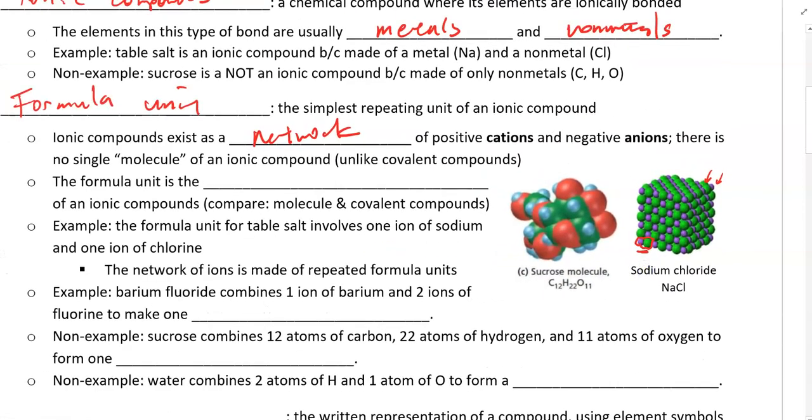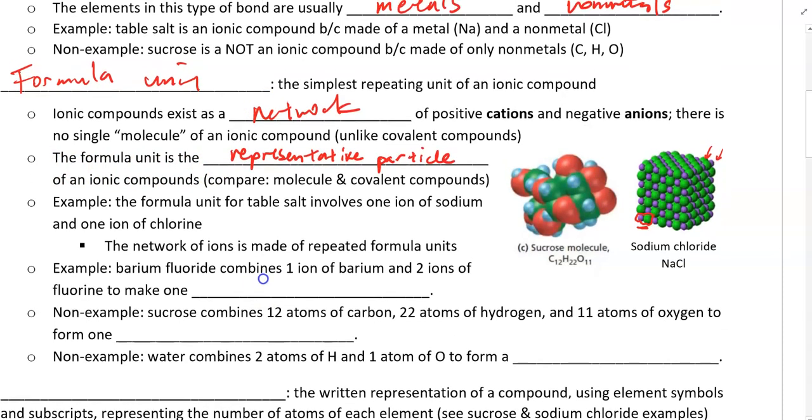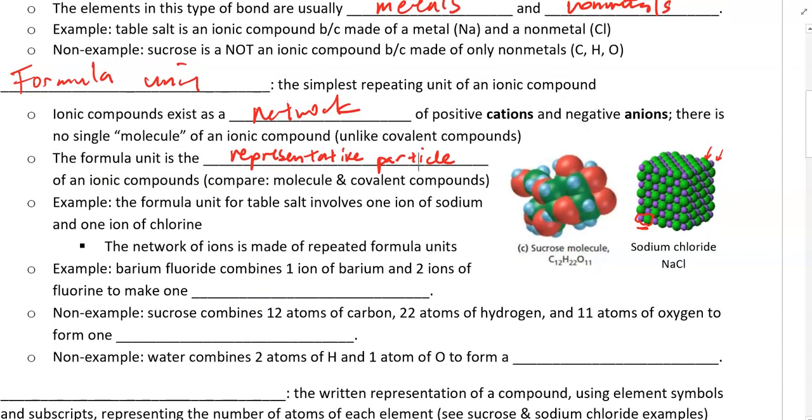So that's the main difference between the ionic structure and the molecular structure, the covalent structures. In this case, we're talking about a giant network of repeating formula units, whereas this right here is just a single molecule. Let's review some terminology here. The formula unit, therefore, is the representative particle of an ionic compound. Like we said earlier, it's like the corresponding molecule, which is the representative particle for covalent compounds.